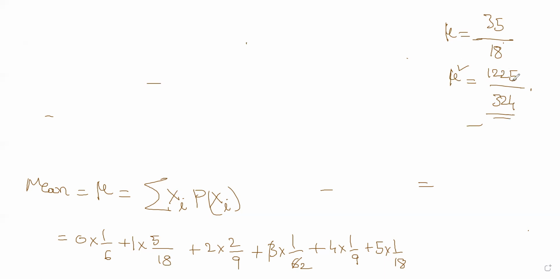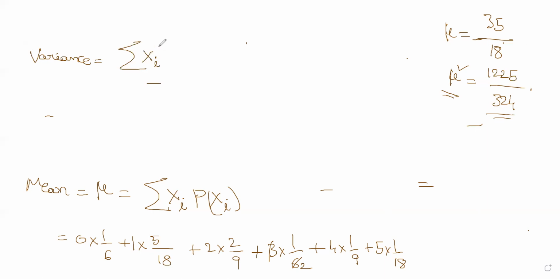And 35 square is 1225, and then multiply with 1 by 6? No, not that. First, you had to square it and keep it. That is step one. Now what you had to do is, for the variance, multiply with 1 by 6, 5 by 18, 2 by 9. No, no. See the formula?